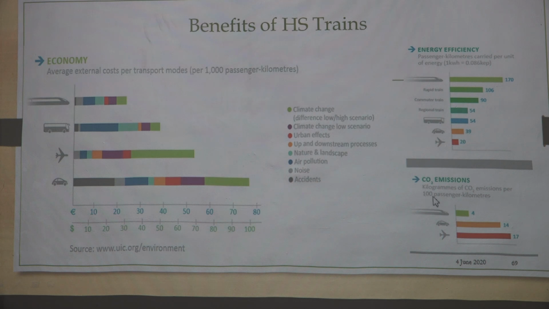So, 4 kilograms of carbon is emitted for 100 passengers if you are using a train, and for flight, for aeroplane mode, it is the highest, 17.